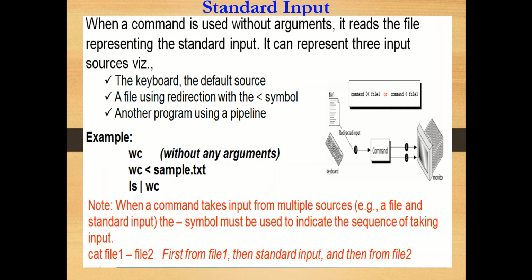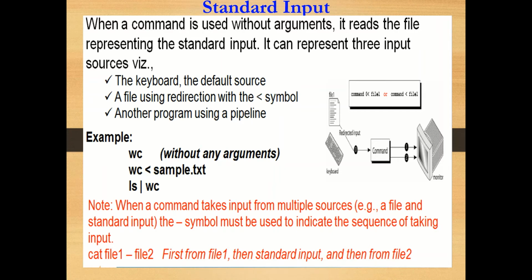Here wc without an argument, that is by default, reads the values from the keyboard. wc < sample.txt, you can consider using a redirection operator, takes input from the existing file sample. Then consider the command ls | wc, where you take another command's output and wc counts it for the corresponding ls command.